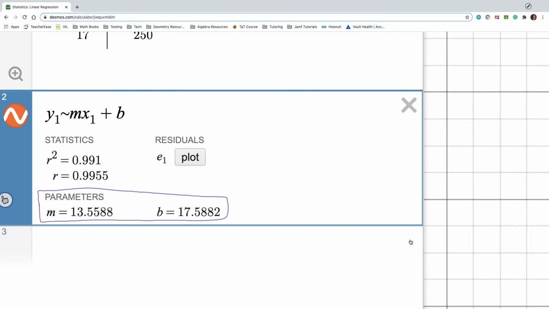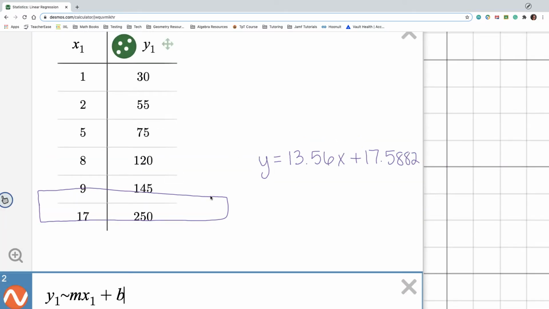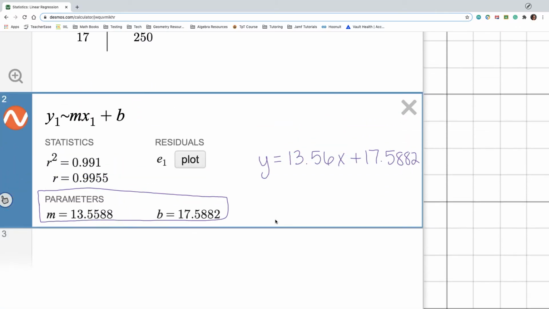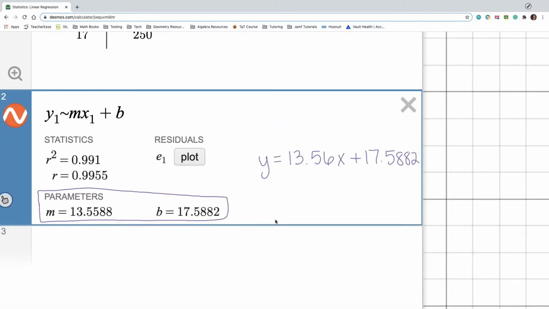So M still represents your slope, so you'd say Y equals 13.56 X, and then B is still your B value, so that way it does the slope-intercept form for you. And often with these, we will not round. We'll usually use several decimal points when we're doing this kind of work. All I did was type in those XY points, and once I typed them in, it found this line of best fit for me.